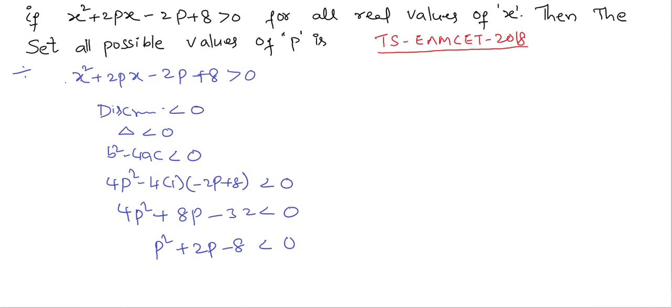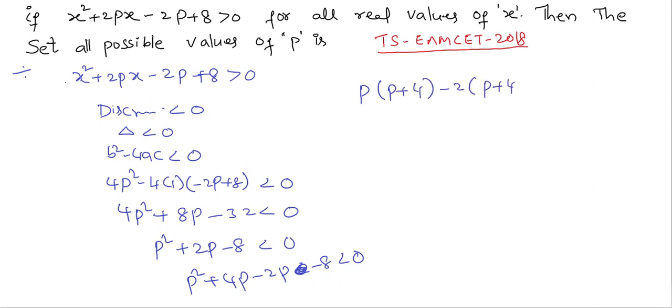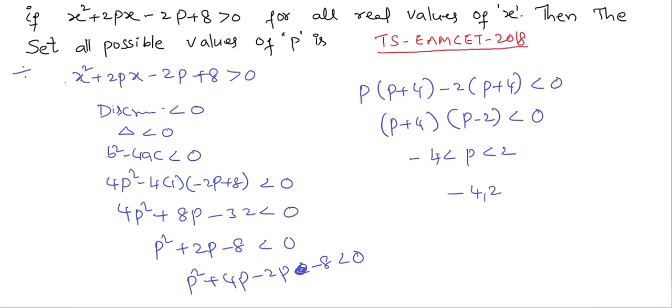So this is factors, p square plus 4p minus 2p minus 8 less than 0. Take p common, that is p plus 4, and minus 2 common, that is p plus 4 less than 0. So that is p plus 4 into p minus 2 less than 0. So that is p lies between minus 4 and 2. The set of values of p is minus 4 comma 2, open interval.